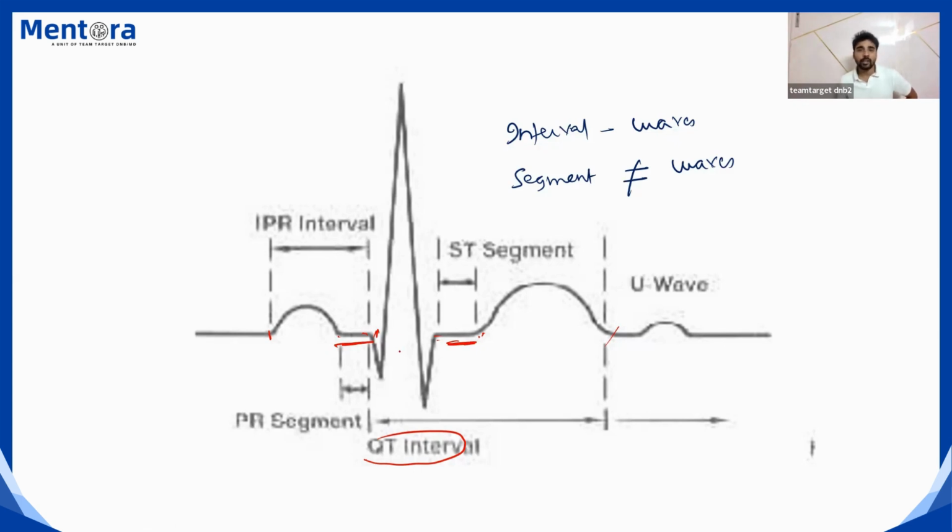Until 500 also we'll take as normal. If more than 500, we'll definitely take it as a long QT. Technically, theoretically, they will say 10 small boxes, but we can go until 500 milliseconds. It depends upon females and males.